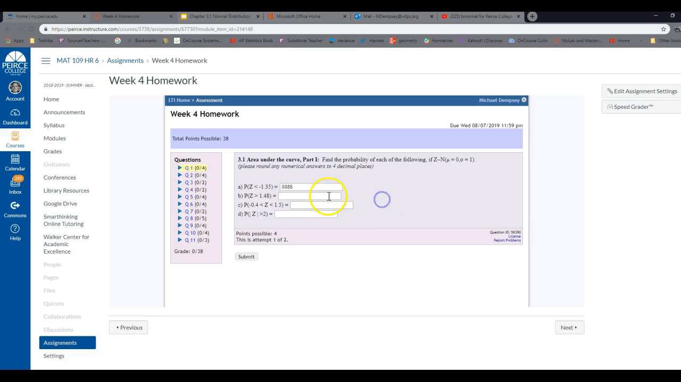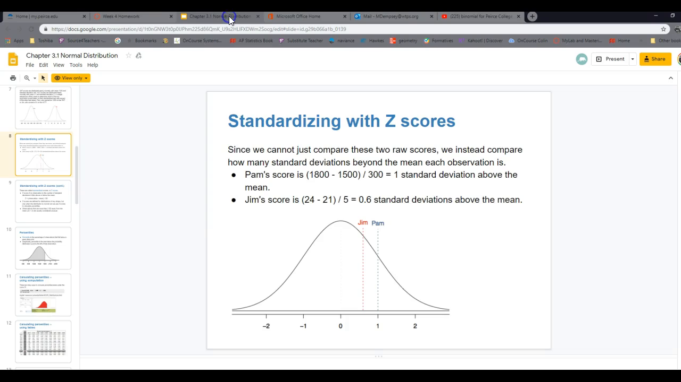Okay, now the next one's a little bit trickier because it doesn't work the same way that we're used to. Notice it now says the probability that z is greater than 1.48. Okay, so what's that going to look like? Z greater than 1.48. Well, 1.48 is going to live over here, like around 1.5, right? And I want this area that's bigger than that.